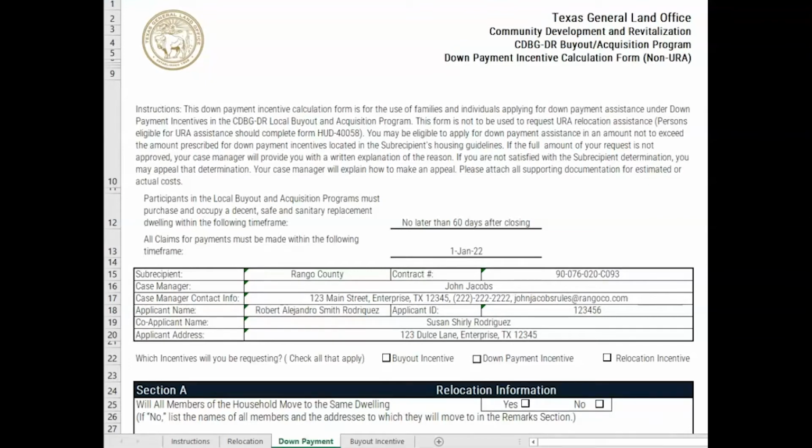Note that if the applicant already completed this table for relocation incentives, the information will automatically populate for the Down Payment Incentives tab. In the next row, the applicant should check off all of the incentives that they will be applying for. They should complete a sheet in this calculation form for each incentive checked off.